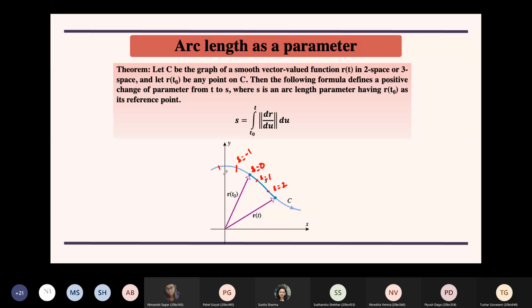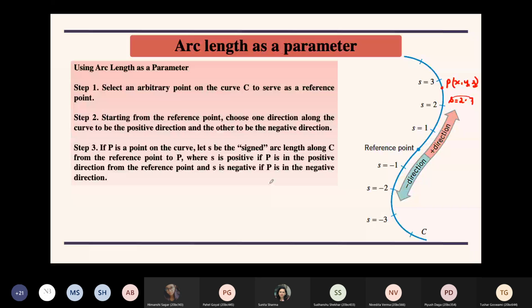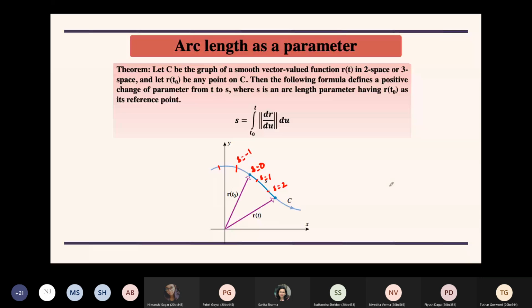So I'll just go back to the diagram. In this diagram also you can see that taking s as minus 1 doesn't mean that your length is minus 1. Length is 1 unit, but you are moving in the opposite direction. So you decide on your own which is the direction for positive values of s, and the other will automatically become negative. Any doubts anyone has?